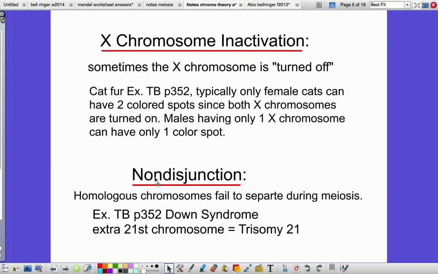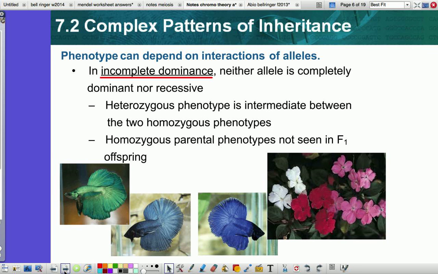Also, another vocabulary word is nondisjunction. Nondisjunction is seen when, normally, we know because of the law of segregation, homologous chromosomes are supposed to separate during meiosis. Well, if they fail to separate, and look, that word is spelled incorrectly, if they fail to separate, then you might have extra chromosomes. And that's exactly what you see in folks that have Down syndrome, is they have an extra 21st chromosome. And we'll talk about more of that in class tomorrow too.